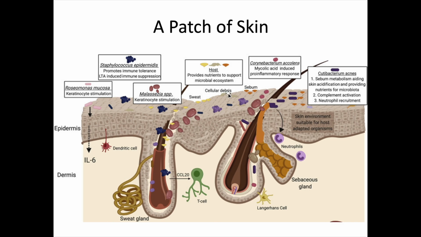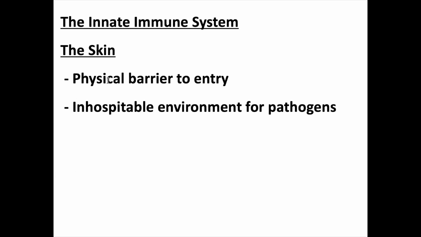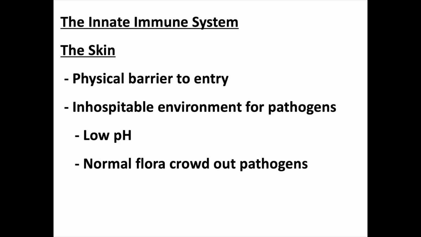They help to take up this valuable real estate and ensure that if some pathogens try to come in on this area, there's so much competition, it makes it very difficult for them to get a foothold. So the skin is a physical barrier to entry, an inhospitable environment for pathogens. This is due to the low pH of the skin and the normal flora, as they are called, that help to crowd out these pathogens.